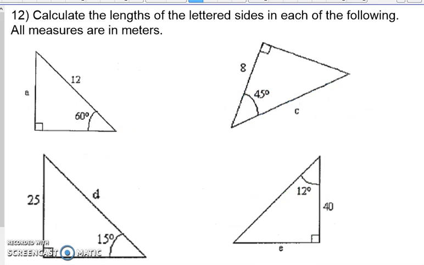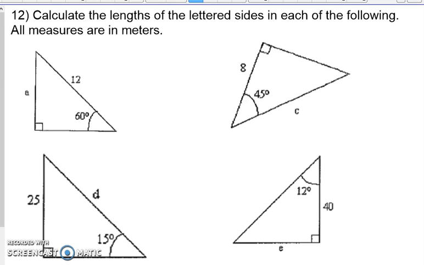Okay, now on to the good stuff. Why do we care about trigonometry? Why do we have it? It's so we can find the missing side lengths in right triangles. So if you look at this first problem, let's do it two ways.